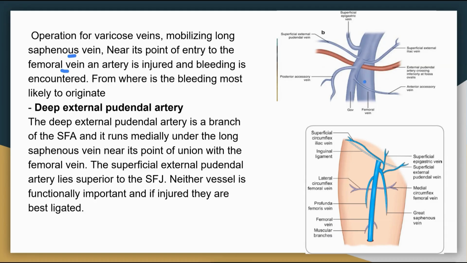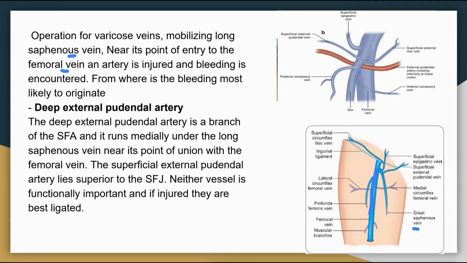So as you could appreciate from this diagram, this is the femoral vein, and in this there is a contribution from the great saphenous vein. Now in this area there is passage of the external pudendal artery, that is the deep external pudendal artery to be more precise, and it is running over here in this area. Now this is at a higher risk of being damaged during the operation when there is mobilization of the great saphenous vein during the varicose vein surgery.